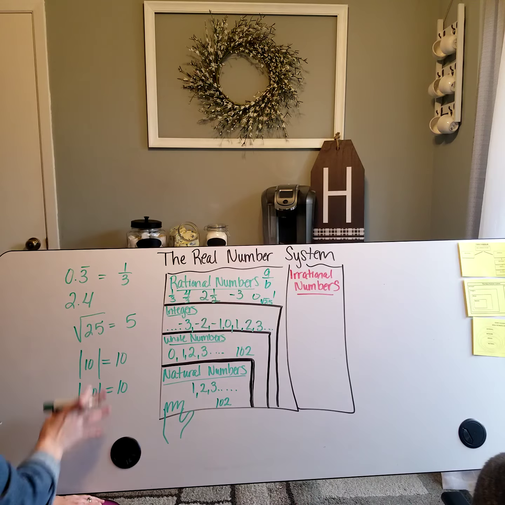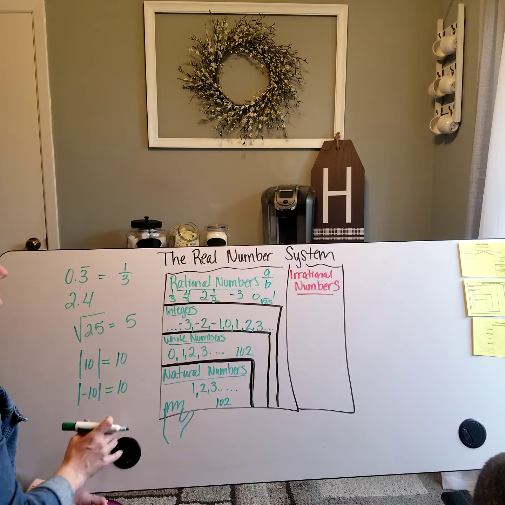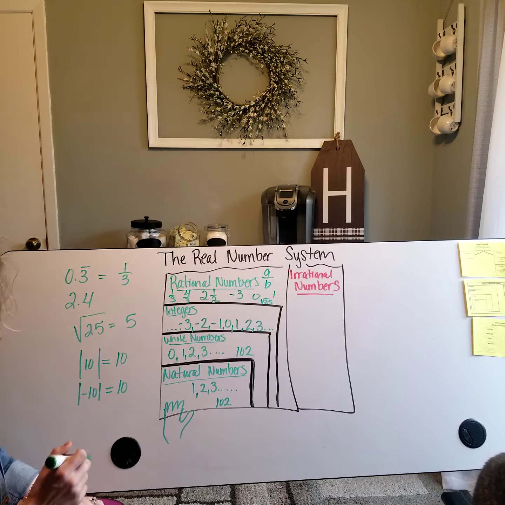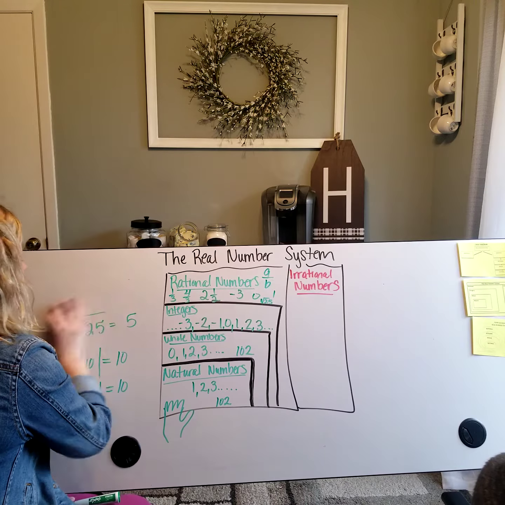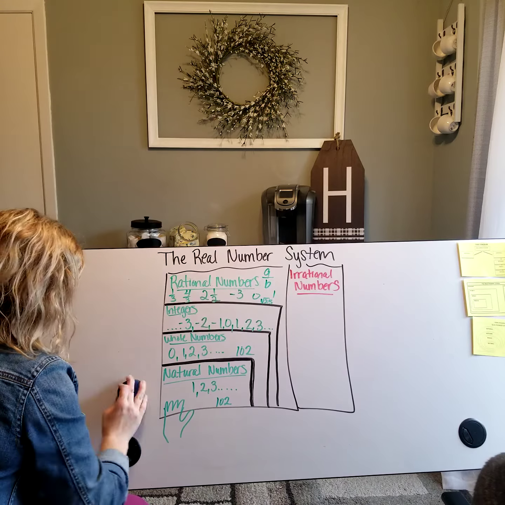All right, so those are our rational numbers, okay? But let me pop this question for you real quick. If these are all rational numbers, what if I said, well, what is 2? Well, we know that 2 is a whole number, right?